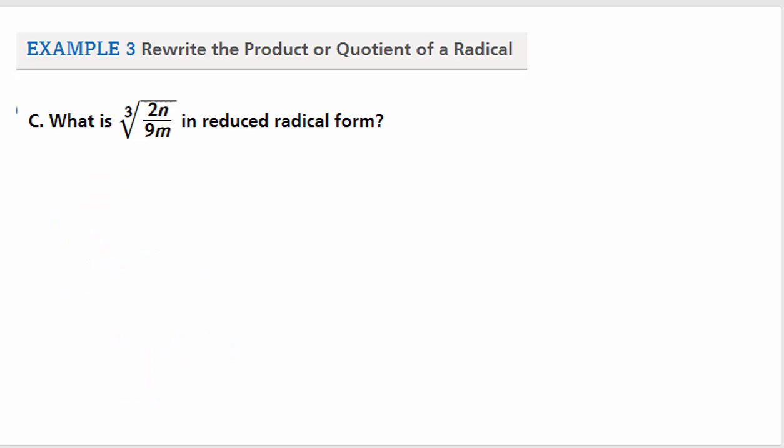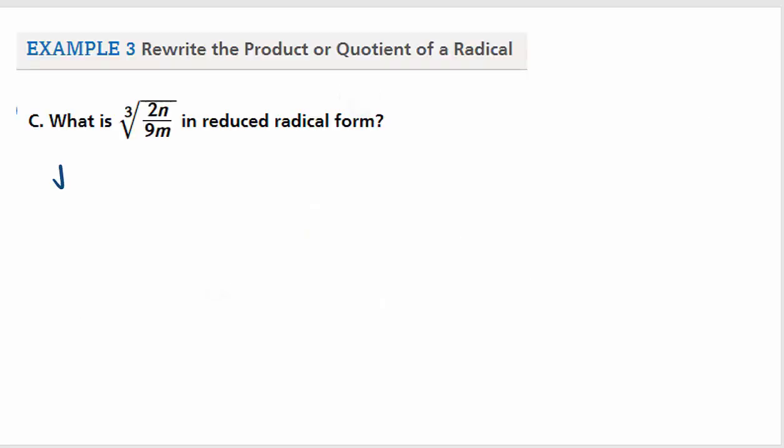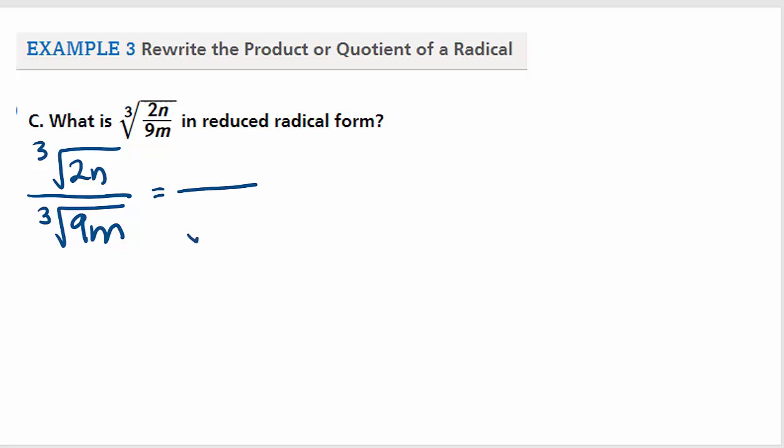Now we're going to look at the quotient. If we go back to our original property, when we have a radical, we can split it into a denominator and a numerator. So that's the first thing we're going to do. The next thing I'm going to do is simplify that denominator. So this is the same as 3 squared and m, and then the numerator is going to stay the same.